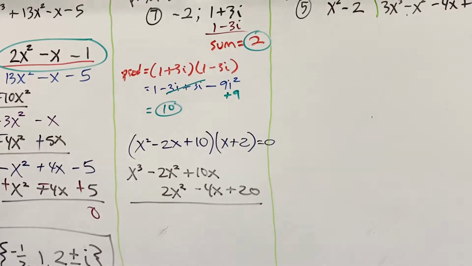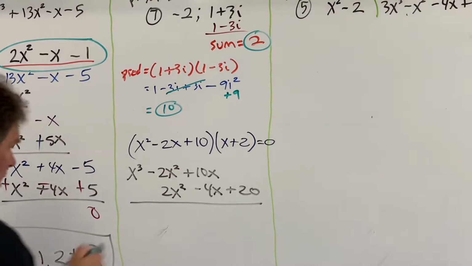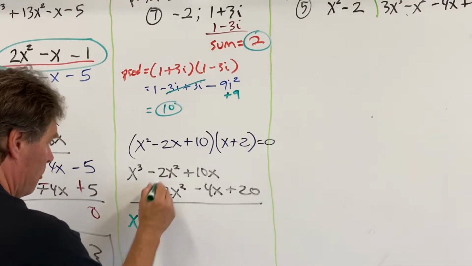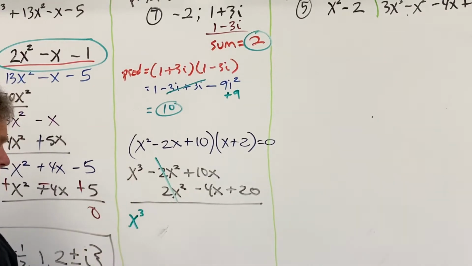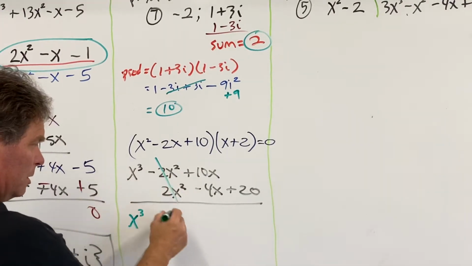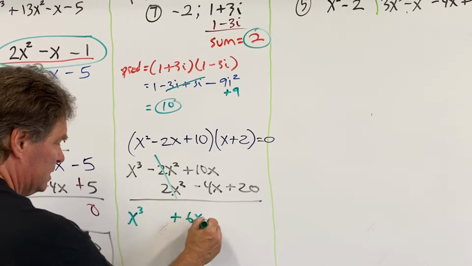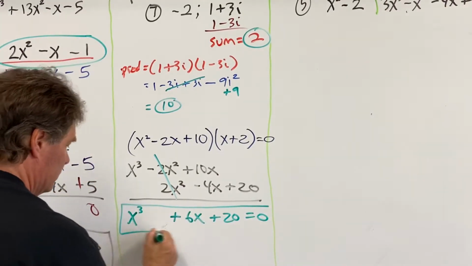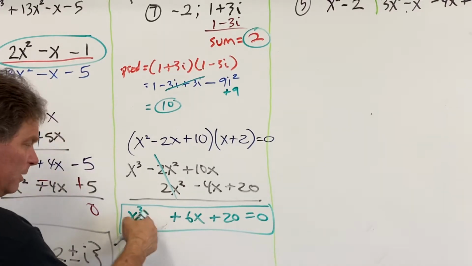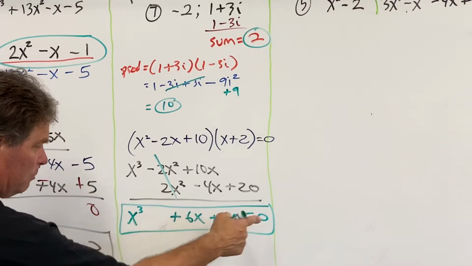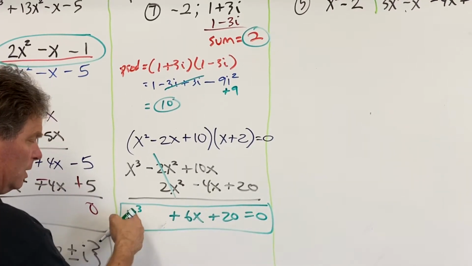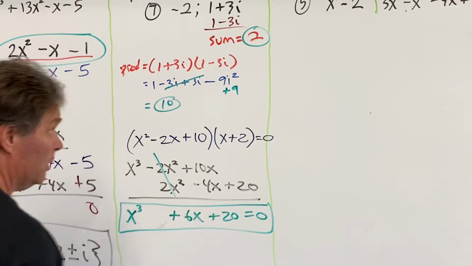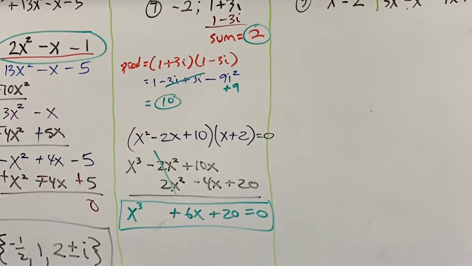Add this together, and guess what we get? x to the third, oh my gosh, that cancels, so I don't even have a squared term. Plus 6x plus 20 equals 0, and there's your answer. It doesn't really matter if you leave that little gap there or not. You could just write them all next to each other, but there's the answer: x to the third plus 6x plus 20 equals 0. Good enough.